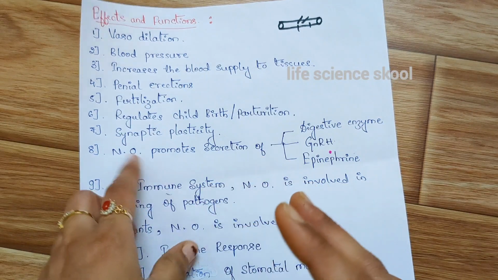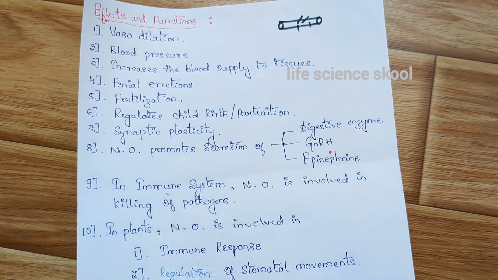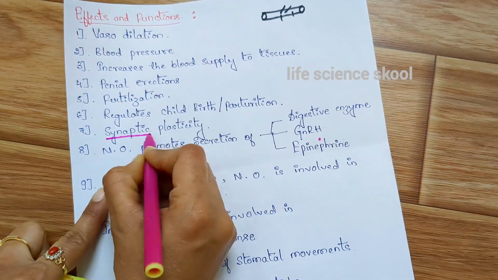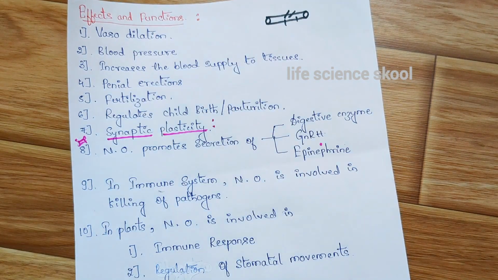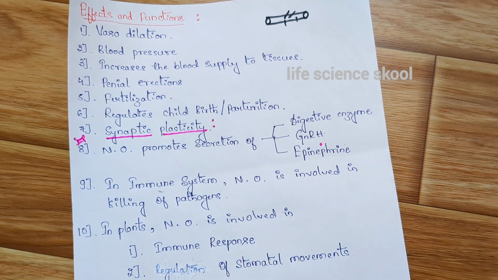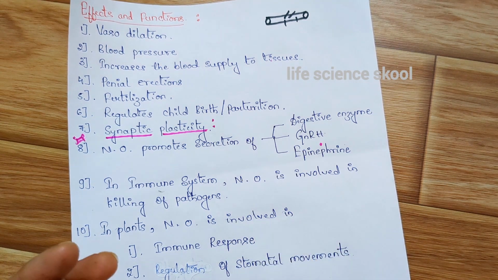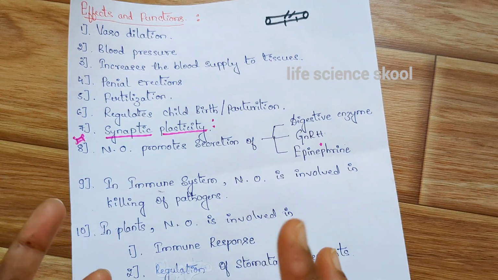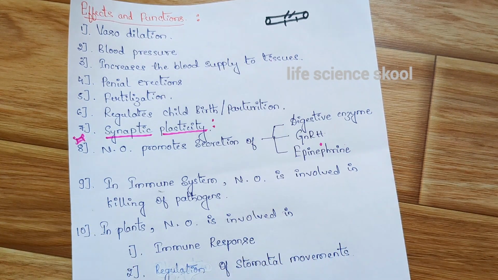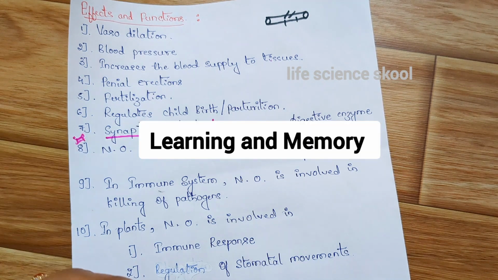Nitric oxide is involved in synaptic plasticity. It's a very important term. What is synaptic plasticity? You should remember this, it is an important one. If I explain it, you will remember it for a longer time. It is very easy. It is involved in the regulation of cognitive functions such as learning and memory.